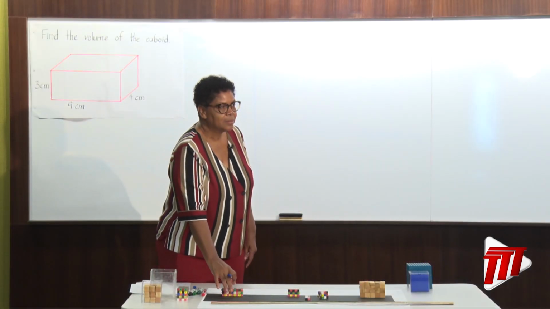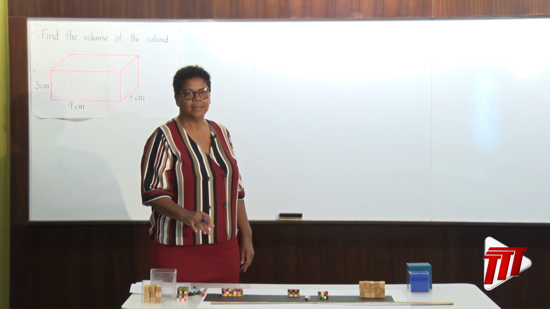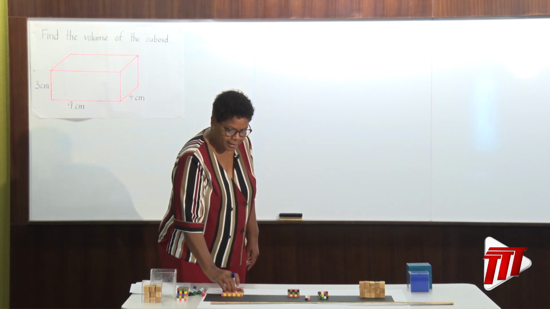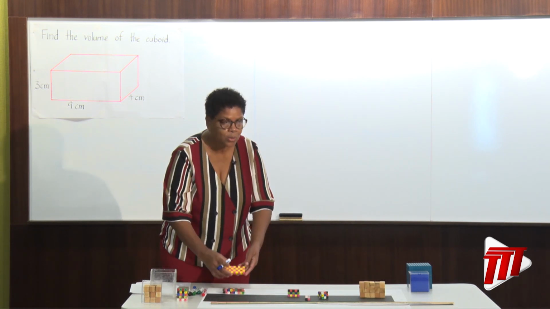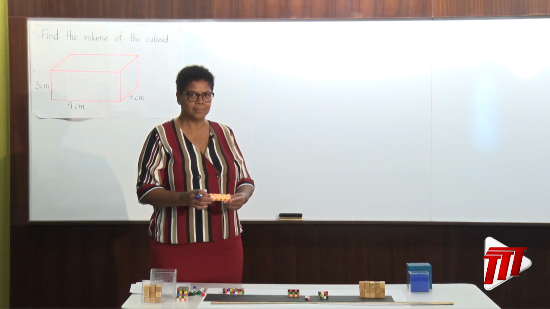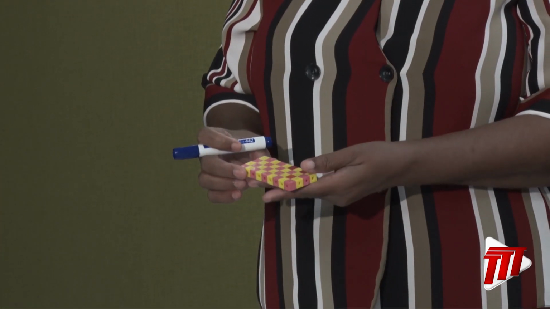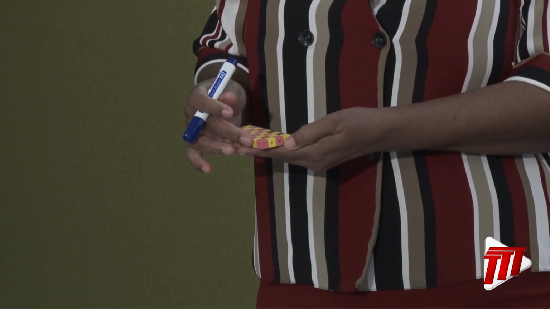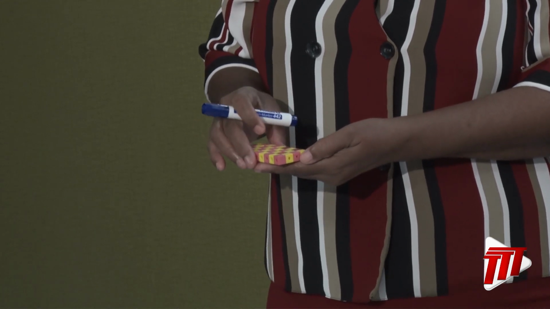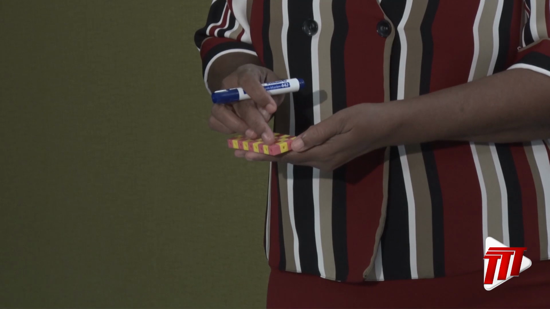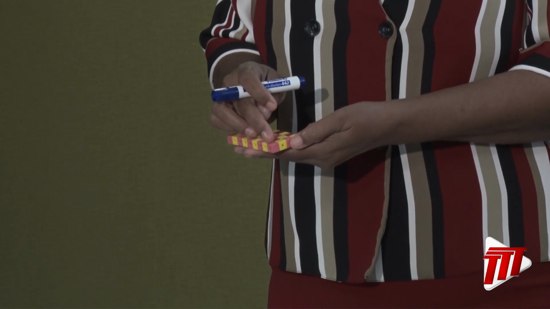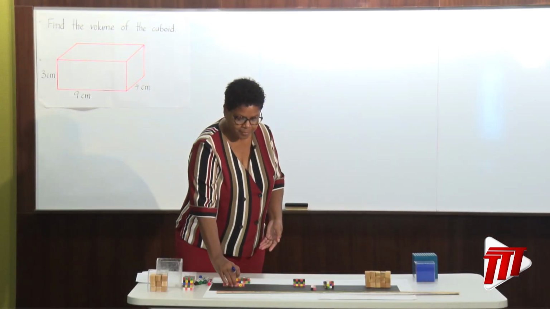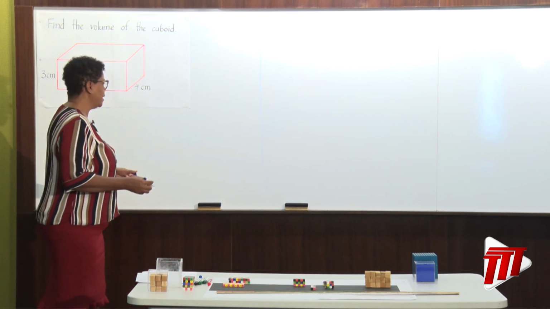First, to find the volume, the first step is to find what we call the area of the base. You all would have done area at school, where you did length multiplied by breadth. We have 9 centimeters in cubes going along the length, and we have 4 going along the breadth. So we're going to find the area of the base.